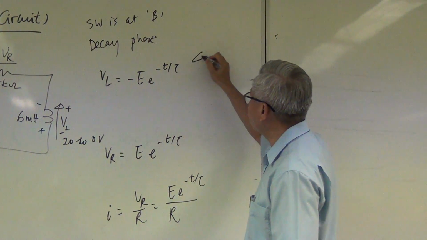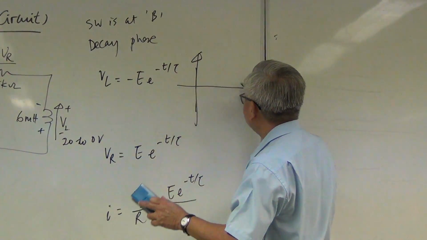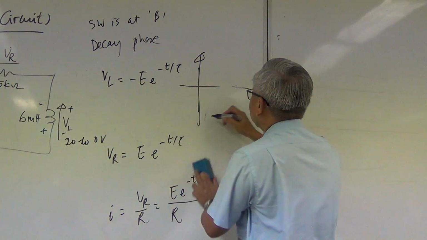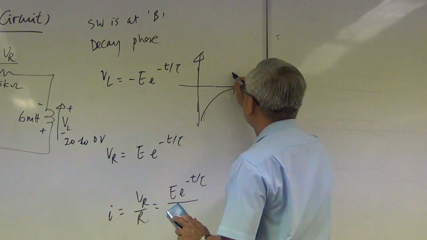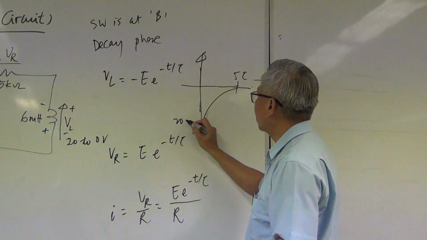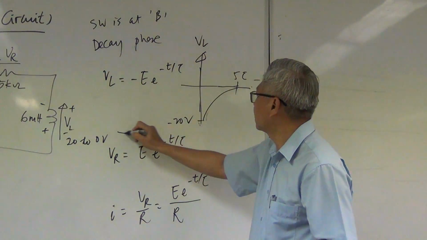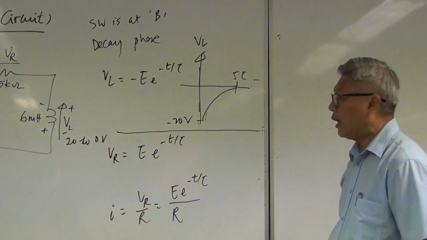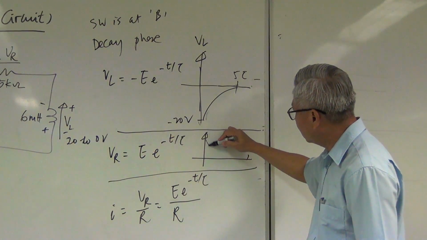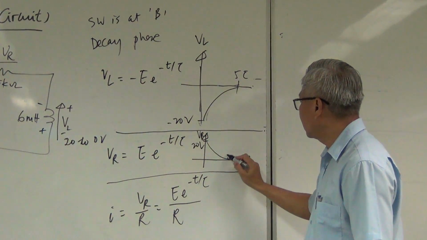VL is a decreasing function, but with a negative sign, so it's a waveform that is being flipped. It's flipped like this. So here's the 5 time constant, right? And here's my minus 20 volts. So that's my VL. Right? And VR, if I were to draw my graph, is a decreasing function. So this is my VR, right? So again, here's 20, here's 5 time constant.